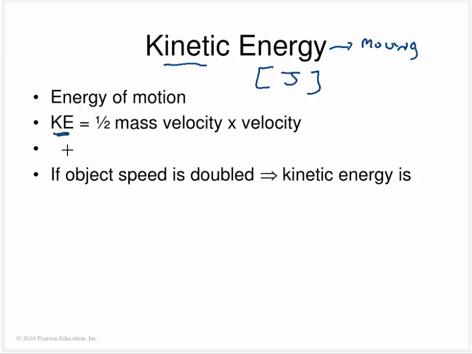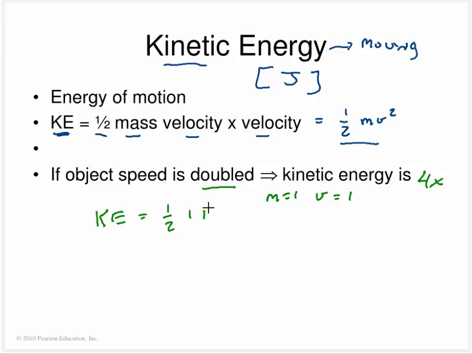Well, the kinetic energy, KE right here, is simply going to be 1/2 multiplied by the mass multiplied by the velocity multiplied by the velocity, or we could shorthand this to say 1/2 mass velocity squared. Now, this is interesting because if you think about doubling the speed of an object, then the kinetic energy is going to go up by a factor of 4, and we can prove this to ourselves. Suppose our mass was 1 and our speed was 1, and the kinetic energy is going to be 1/2 times 1 times 1 squared, so half of a joule.